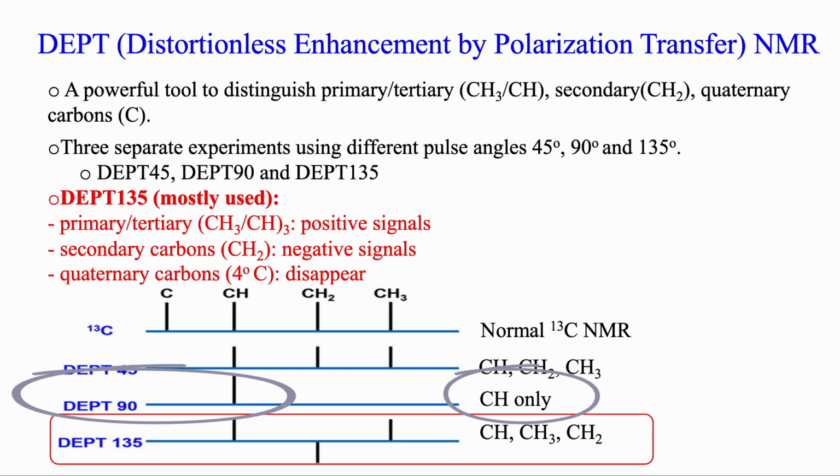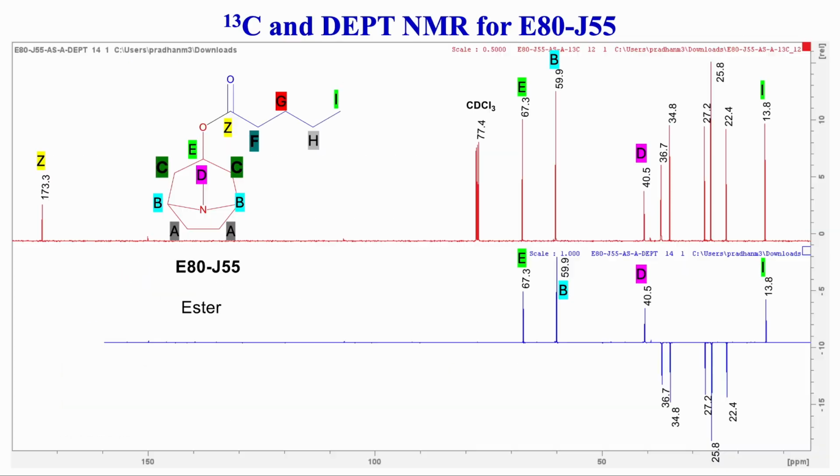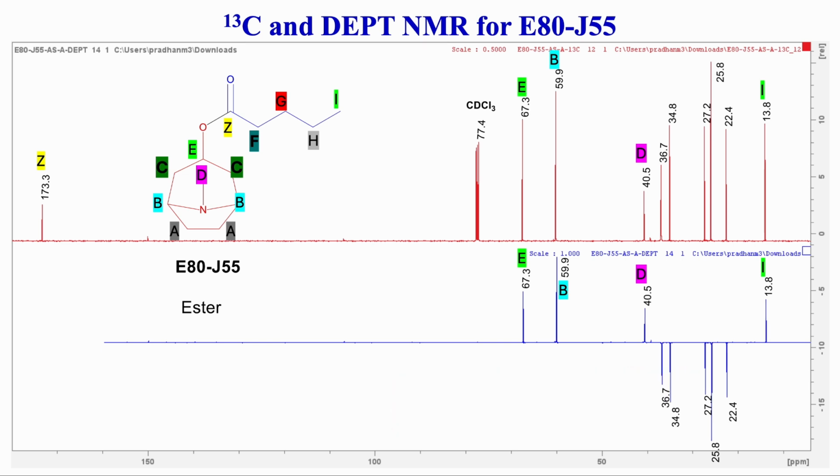Now, let's get back to our example molecule E80J55 and stack its regular carbon NMR with its DEPT 135. In this stacked version, the spectra at the top represents the regular carbon-13 NMR, and the one at the bottom represents the DEPT 135. The most obvious difference that we can immediately point out between these two spectra would be the presence of negative signals at the spectra at the bottom.